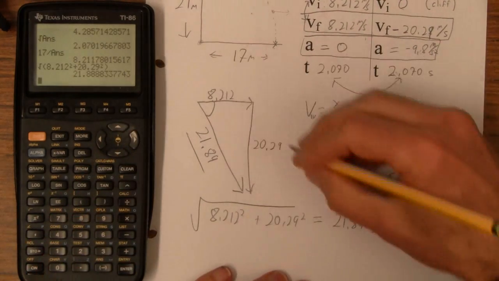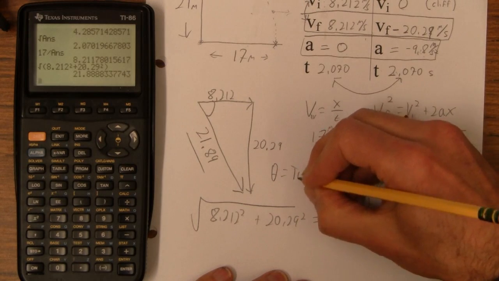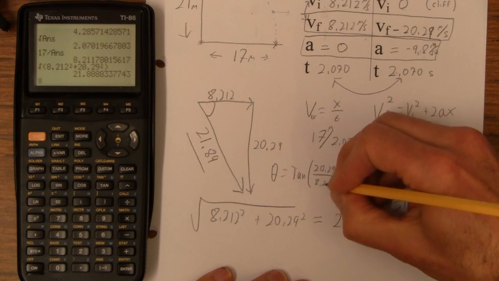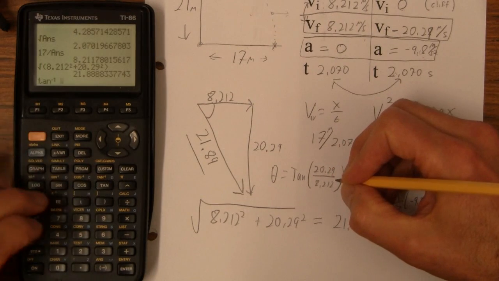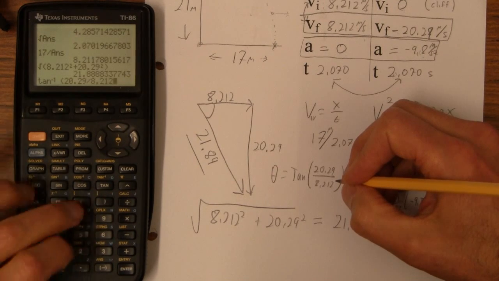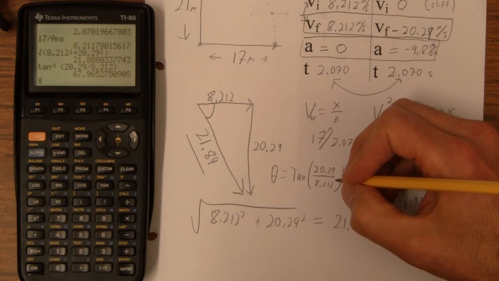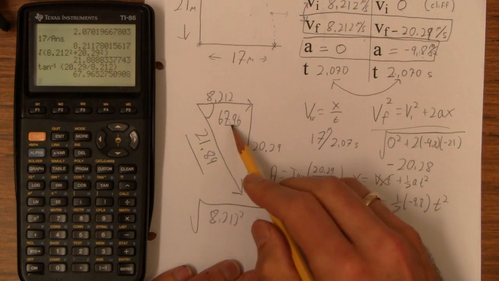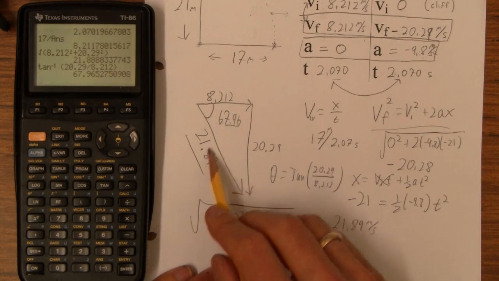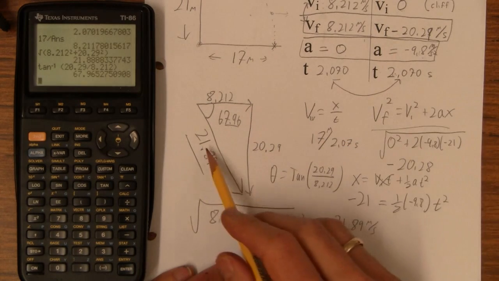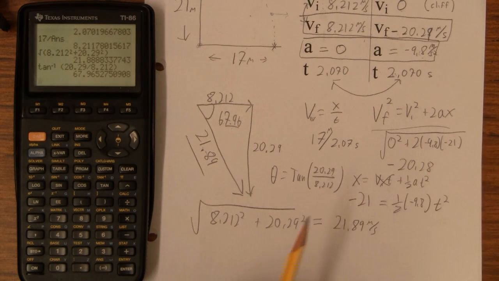Okay, and then we've got to find that angle there. So that angle is going to be the inverse tangent, opposite over adjacent, of 20.29 over 8.212. So let's figure that out real quick. 20.29 divided by 8.212, and that's 67.96. Okay, so you would say that it hits at about 68 degrees below horizontal at a speed of about 22 meters per second. If they say speed, you just say 22 meters per second. And there's the angle, and that's all good, boys and girls.